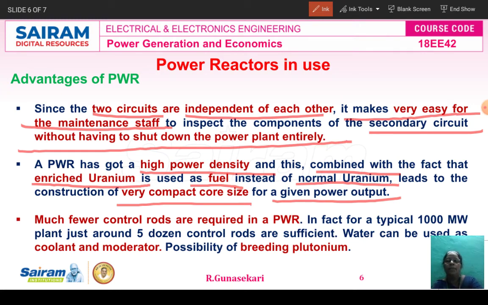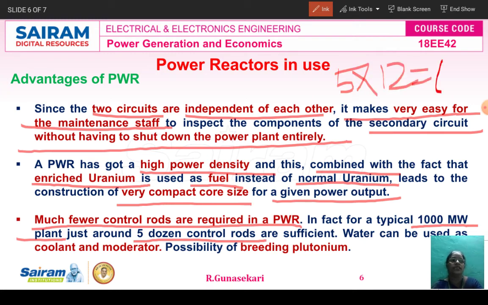And then much fewer control rods are used in the pressurized water reactor. We are seeing now how. For example, in a 1000 megawatt power plant, 5 dozen control rods are used. 5 dozen means 5 into 12, that is equal to 60. Okay, so 60 control rods are sufficient for the nuclear chain reaction and the absorption of the neutrons.